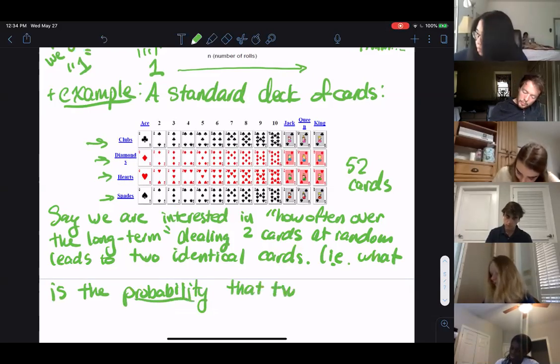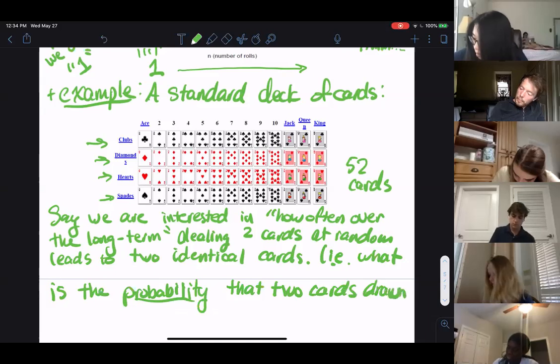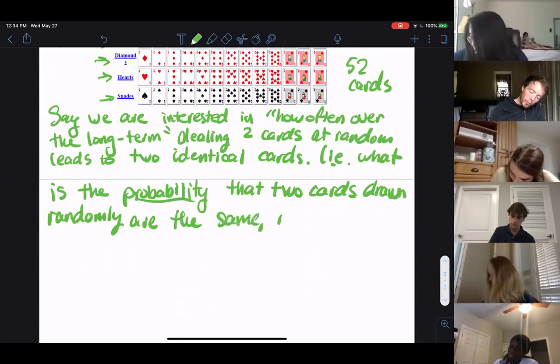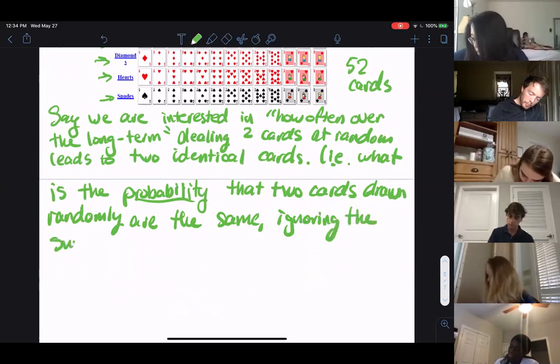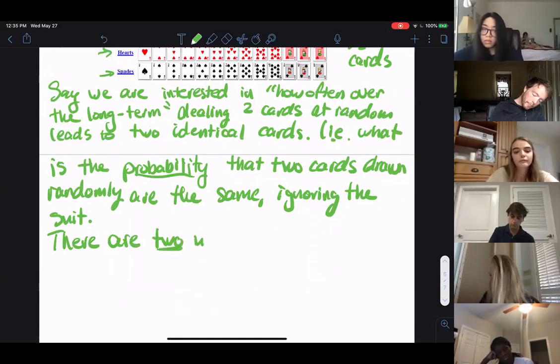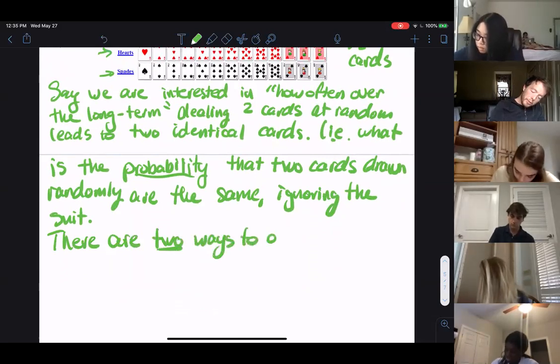That two cards drawn randomly are the same, ignoring the suit. So what's the probability I get two eights, two aces, two kings, et cetera, et cetera? There are two ways to answer this question.